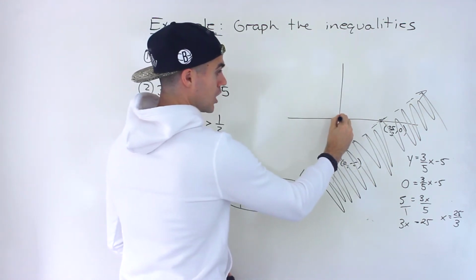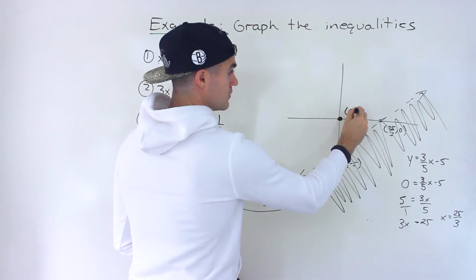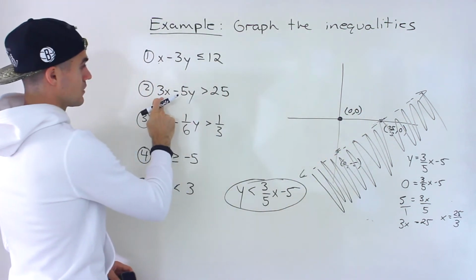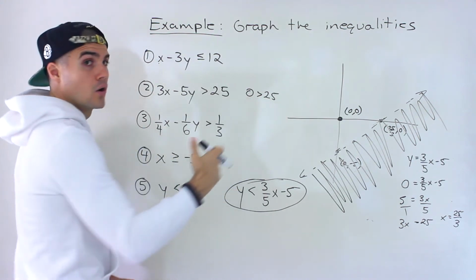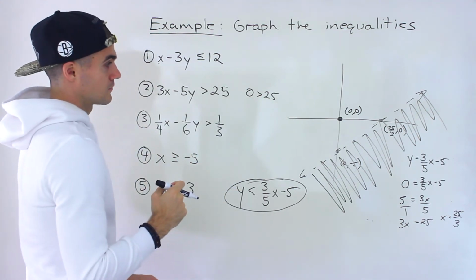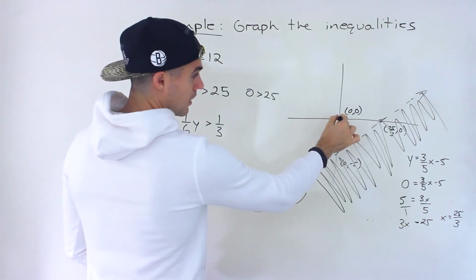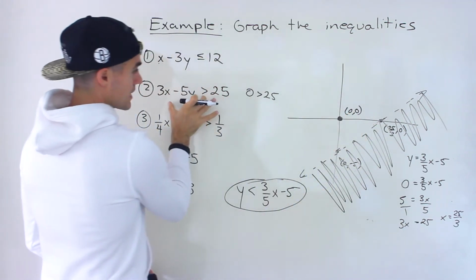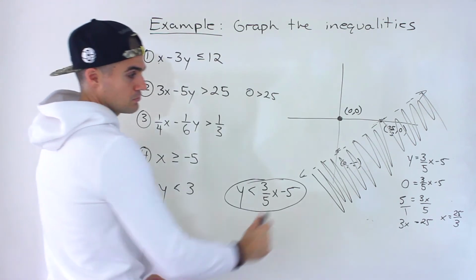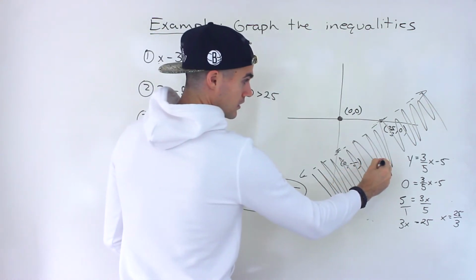So again, a common test point is 0 and 0. If we plug it in, 0, 0. Is 0 greater than 25? Well, no, it's not. And that makes sense with what we got, because any point in this region shouldn't satisfy the inequality. And then you could pick a point within here.